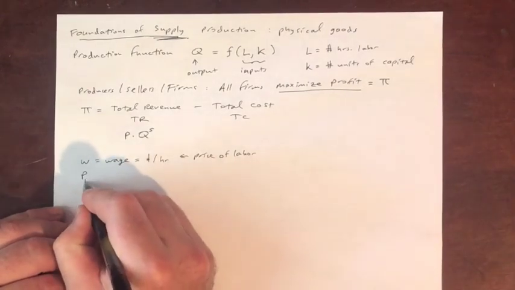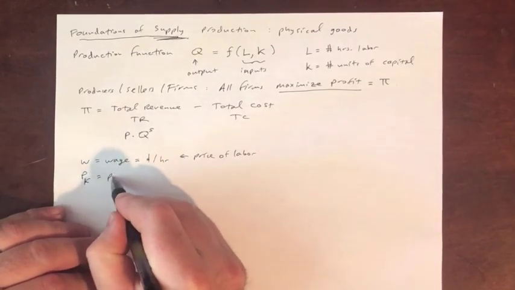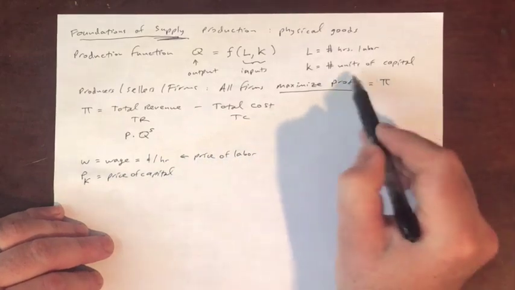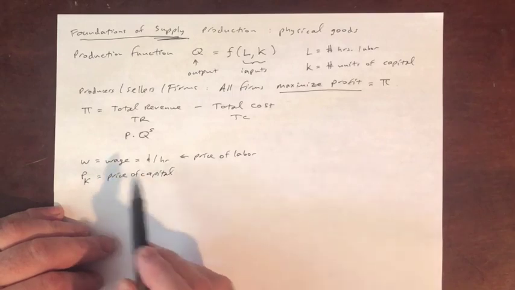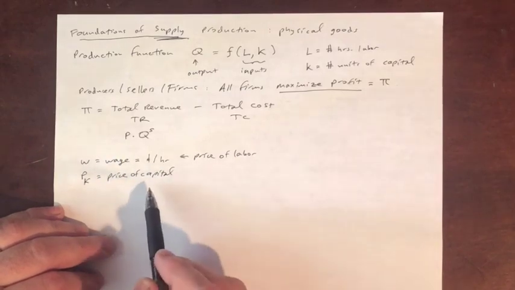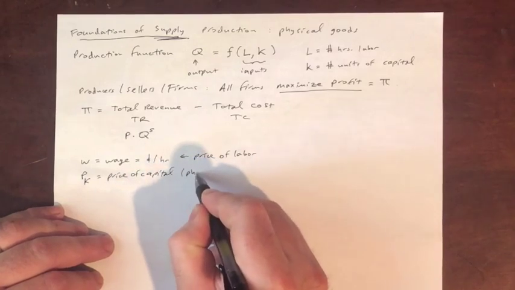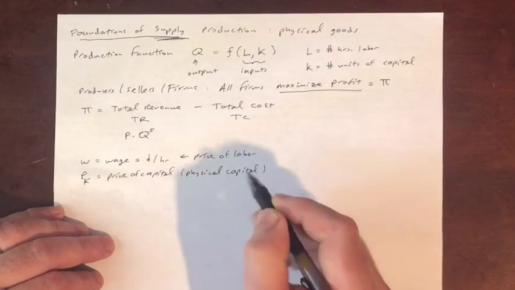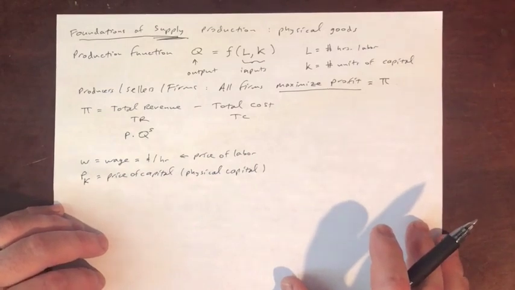And then P subscript K is the price of capital. So we are talking about using units of capital, and each unit has a price. So the price of labor and the price of capital. And remember, we are thinking about capital here as physical capital: the tools, equipment, machinery, etc., which go to producing other things, which produce finished goods or output.